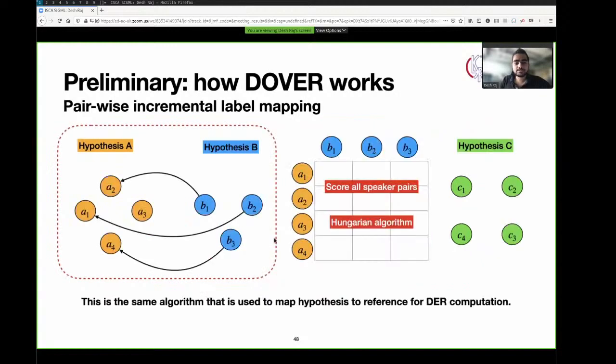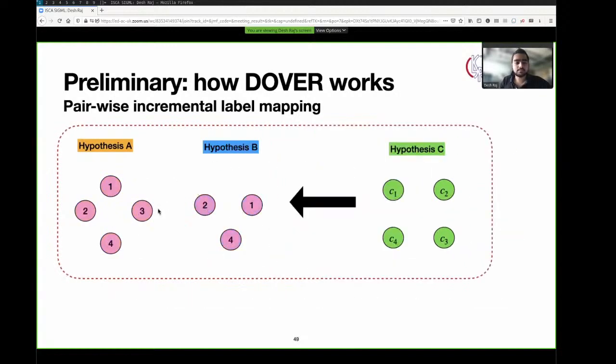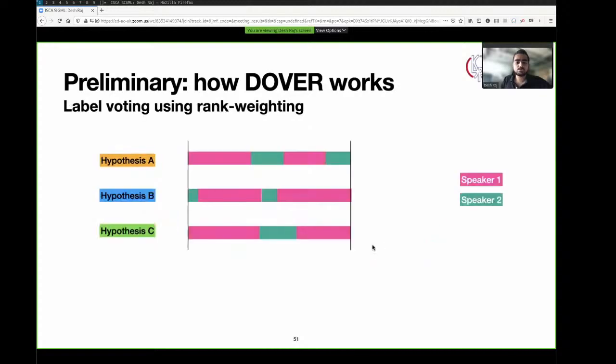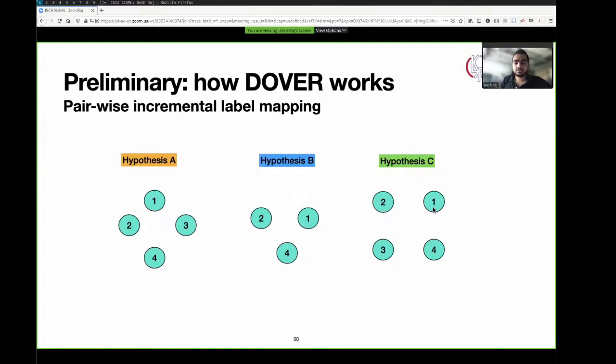Once you have the hypotheses A and B mapped to the same label space, you then take C and map it to the combined label space of A and B. And finally, all of these hypotheses have speaker identities which lie in the same label space. And now it's easy to perform voting because now we know that speaker 1 in hypothesis A is the same as speaker 1 in hypothesis B, which is the same as speaker 1 in hypothesis C.